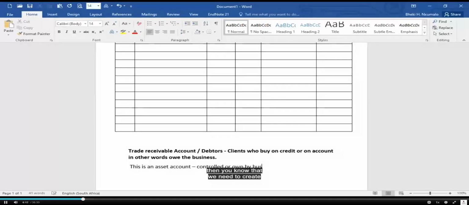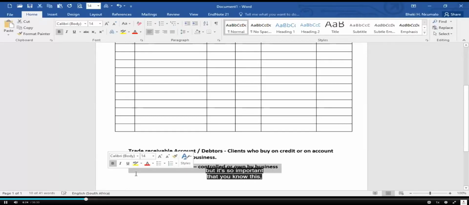And then you know that we need to create a policy when you are dealing with your clients who are not paying in cash, who are paying on credit, on account. So we need to make sure of that, but it's so important that you know this. This is an asset account.